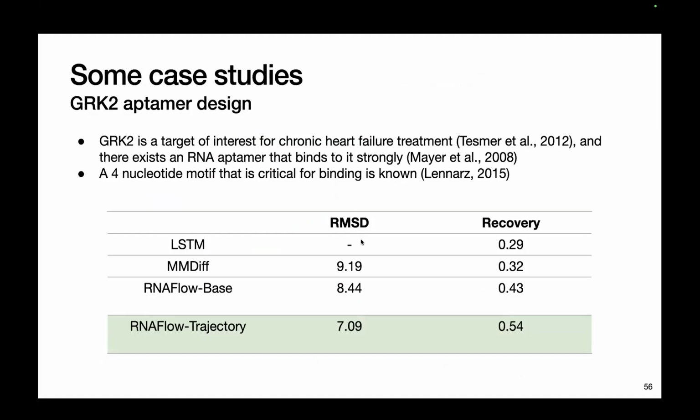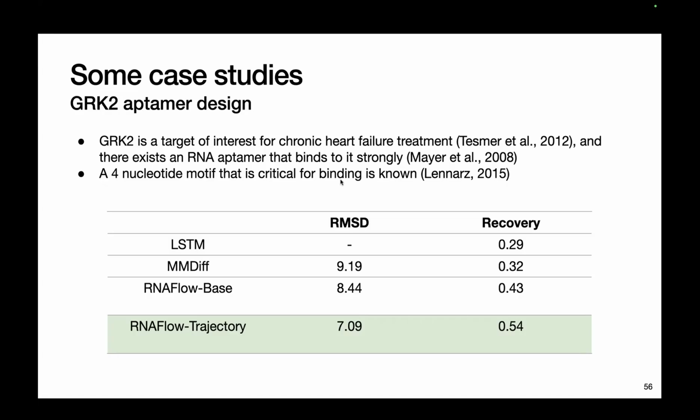We also did a case study. We tried to see whether we can design an aptamer that binds to this target called GRK2. GRK2 is a target of interest for chronic heart failure treatment. There is a crystal structure, and people have found through experimental screening RNA aptamers that bind to the target strongly. And people found that there is a 4 nucleotide motif that is critical for the binding. If you change any of these motifs, you will actually lose binding.